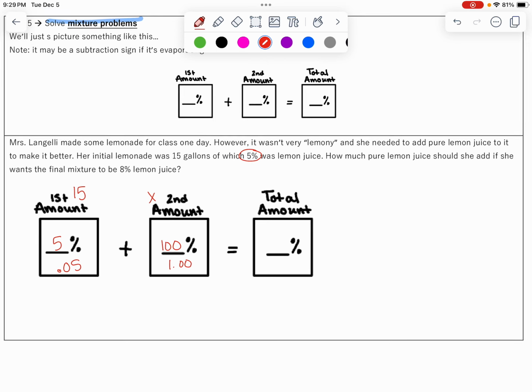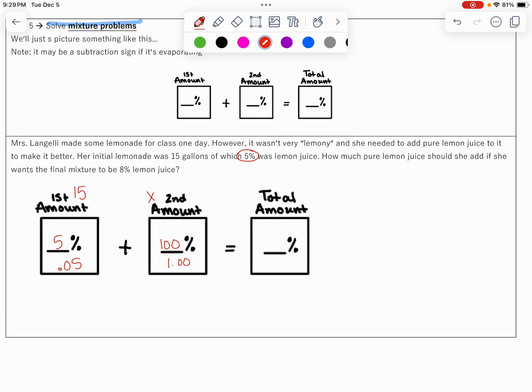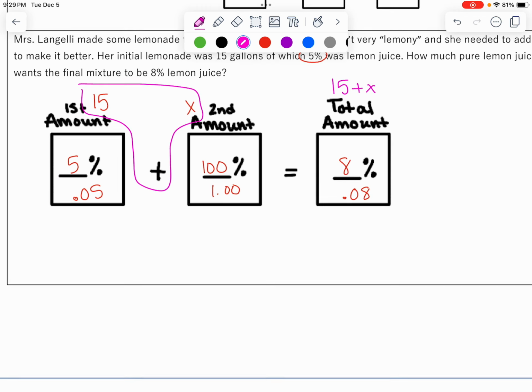Now, what do I want the total mixture to be? 8%, which is 0.08. Now, to get the total amount up here, I think it's pure genius to do it like this, because then, look, the total amount is 15 plus x. See how I did that? Okay. Now, here's my equation.